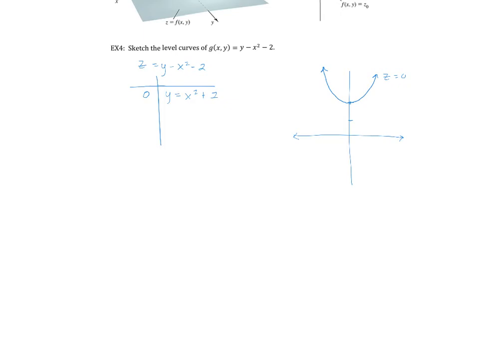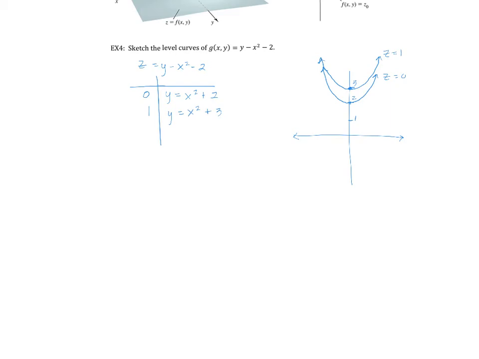If z is equal to 1, we get y equal to x squared plus 3, which is a parabola opening up with its vertex at 3. Okay, so this is 3, this is 2, 1. Now I can see that if I look at larger values of z, I'm going to keep getting parabolas that are opening up, but the vertex is going to go from 3 to 4 to 5 and so on.